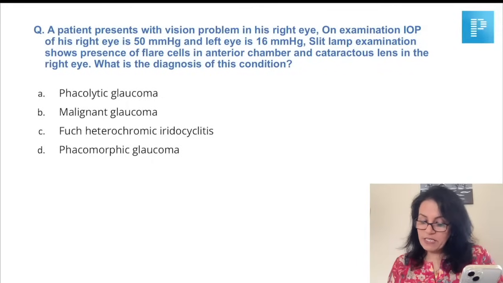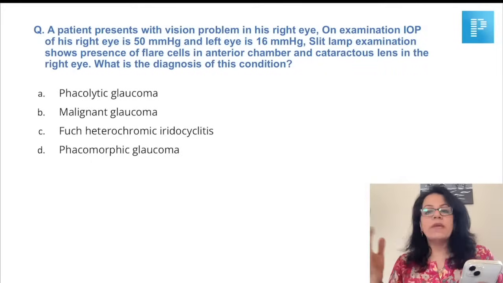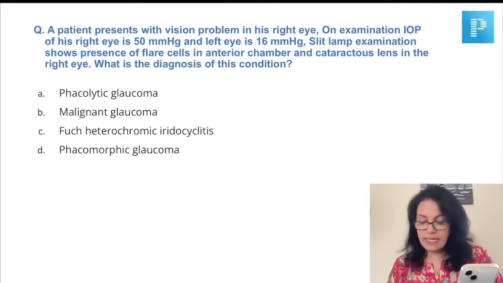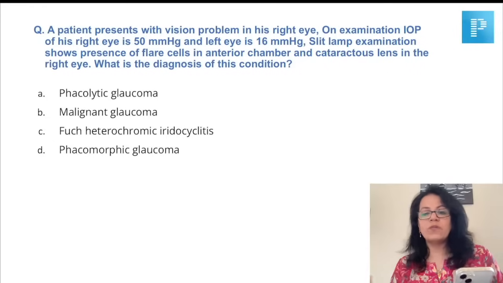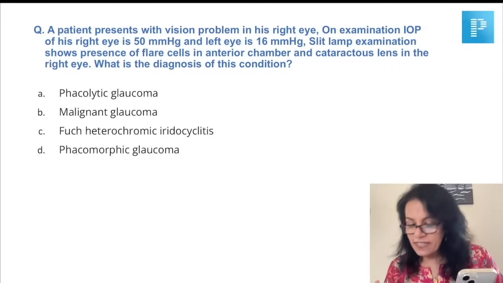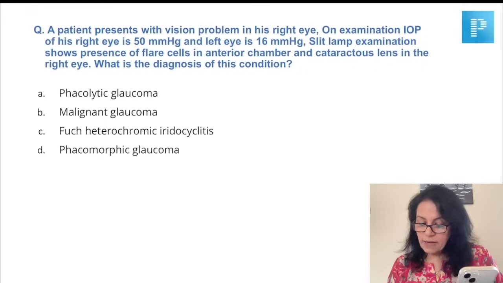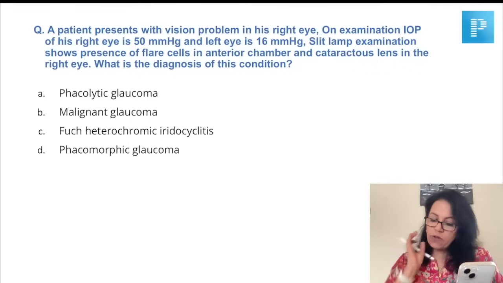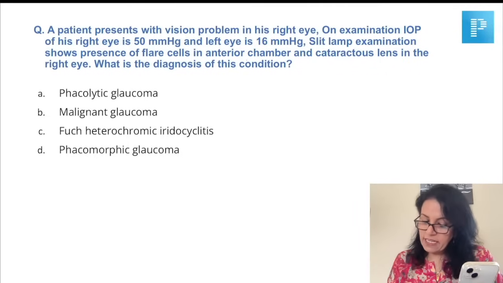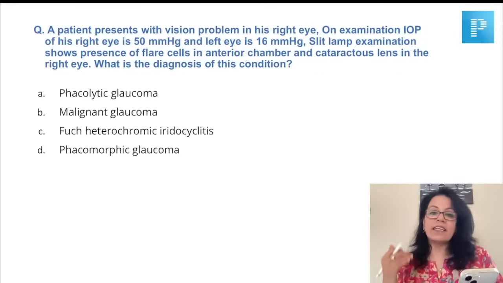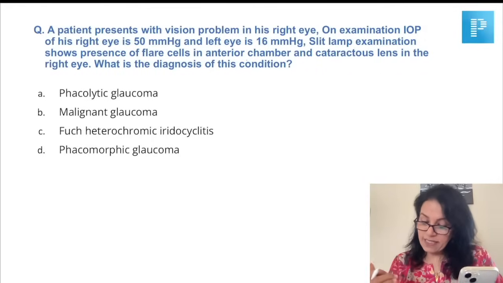So a patient presents with a vision problem in his right eye. So it could be any decrease of visual acuity in his right eye. And on examination, the pressure is so high, 50, and the left eye is only 16. That means normal, right? We all know the normal intraocular pressure is 10 to 21. Okay, the slit lamp examination shows presence of flare in the anterior chamber and a cataractous lens in the right. So there is flare, and also the cataractous lens is mentioned here.